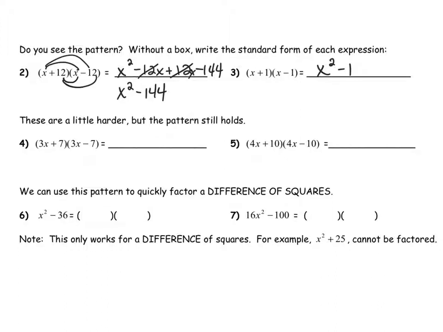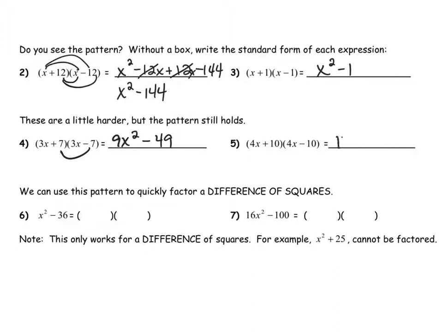3x plus 7 times 3x minus 7. I'm going to multiply the first two terms. 3x times 3x is going to give me 9x squared. My middle terms, again, are going to add out to 0, so I'm just going to do 7 times negative 7, so negative 49.